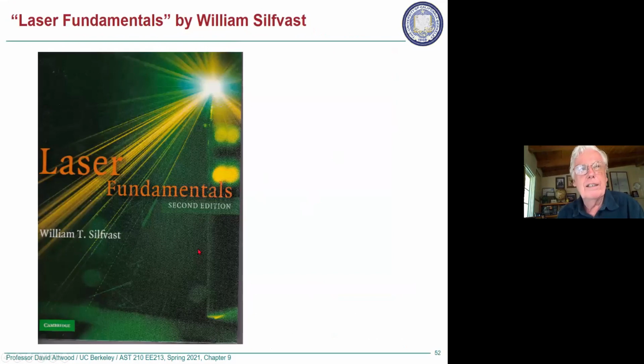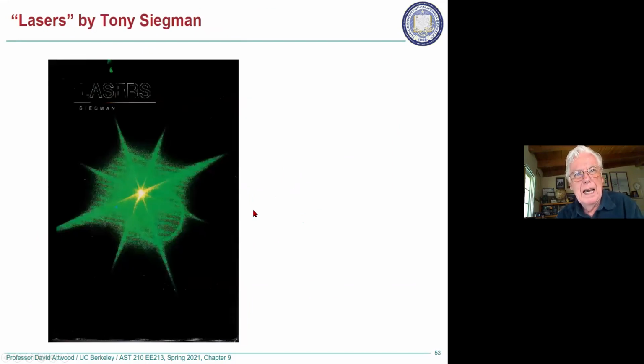Okay. And then here are just two books about laser fundamentals. There's a book, it may even be in the third edition now, by Bill Silfast. And it's a really great laser book. And Bill is a good friend of mine, and he now writes fiction, by the way. And this is by Tony Siegman. It's an older book on lasers, but it's a great book also. The two books are terrific. So that leaves us ending on time.